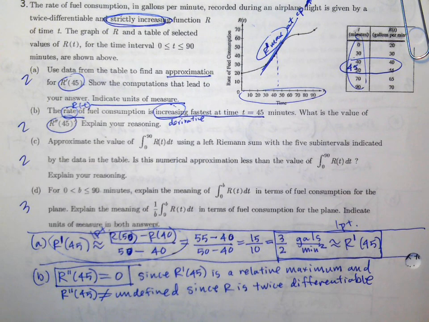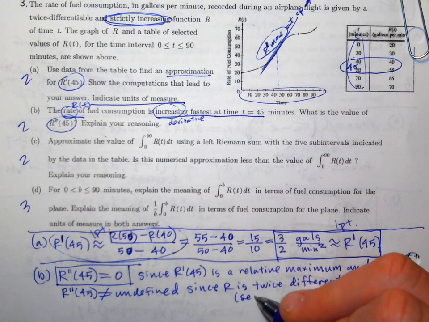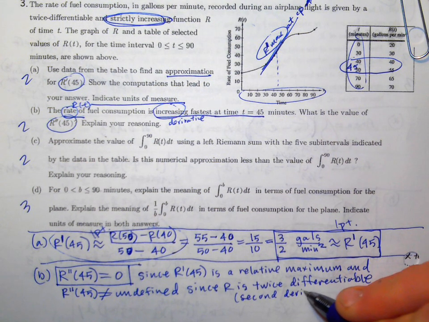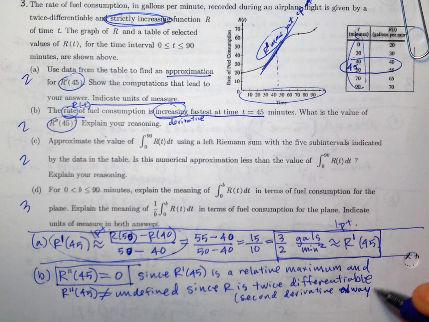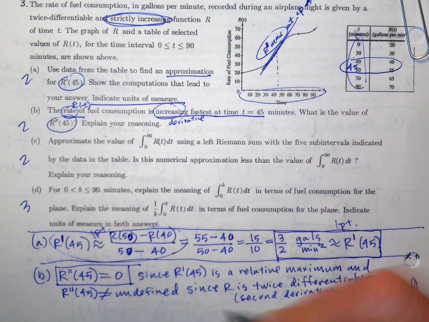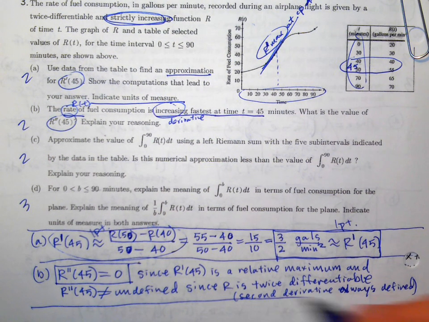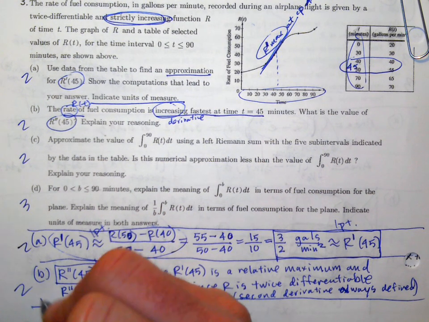Okay. And twice differentiable, just to make you understand, that means that the second derivative exists. It is always defined. Anyways, you don't need that. That's more of a note to you. And then that's it. So that's 2 points, 1 point for saying it's 0 and 1 point for your reasoning.